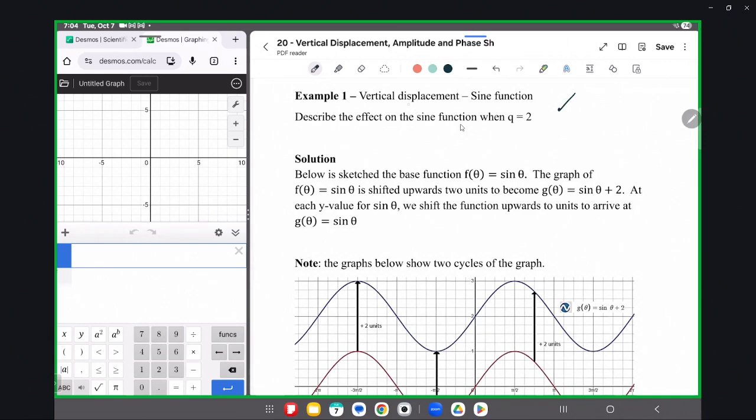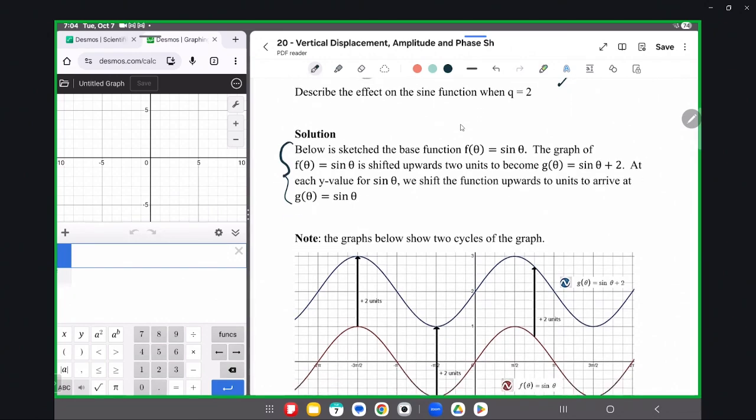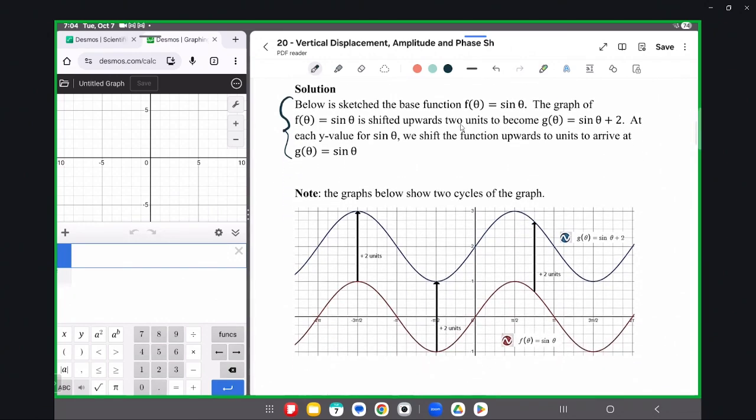For example one, suppose we're interested in the vertical displacement for the sine function, and we're going to describe the effect on the sine function when q is equal to positive 2. For our solution, the graph of f of theta equals sine theta shifted upwards 2 units to become g of theta is equal to sine theta plus 2. All we do is take the graph of sine theta and add 2 units to each y value.